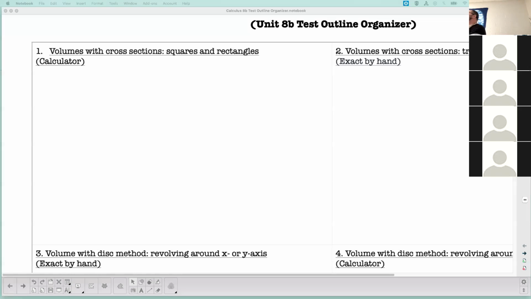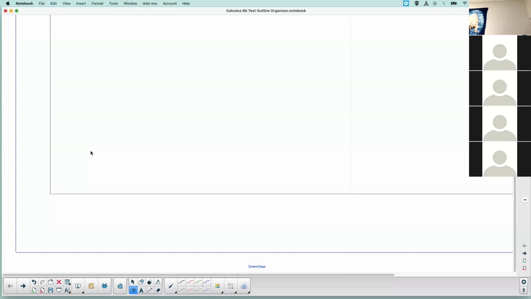Okay, so what I was hoping you would do is go up to the board and write the formula needed for volume of a cross section of a square. Sort of a cheat sheet right next to it. I will be erasing that for the test. We already wrote it down.